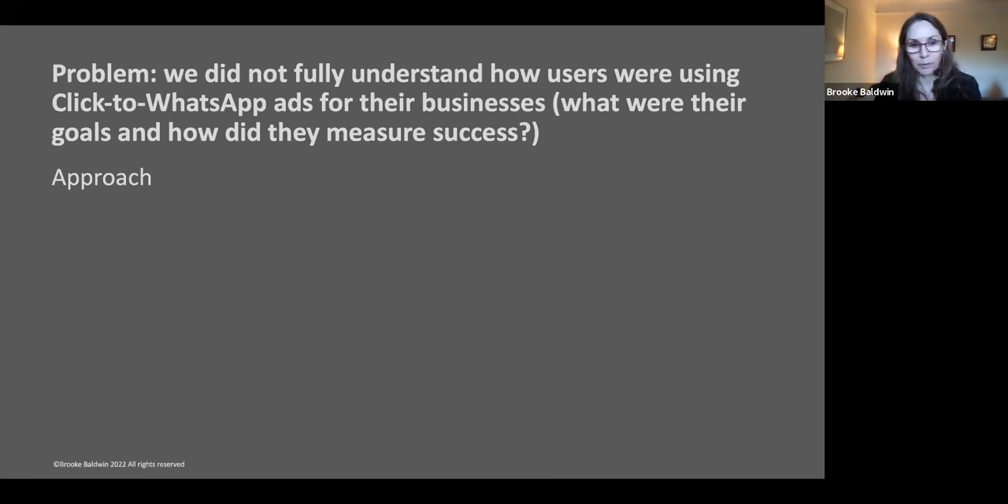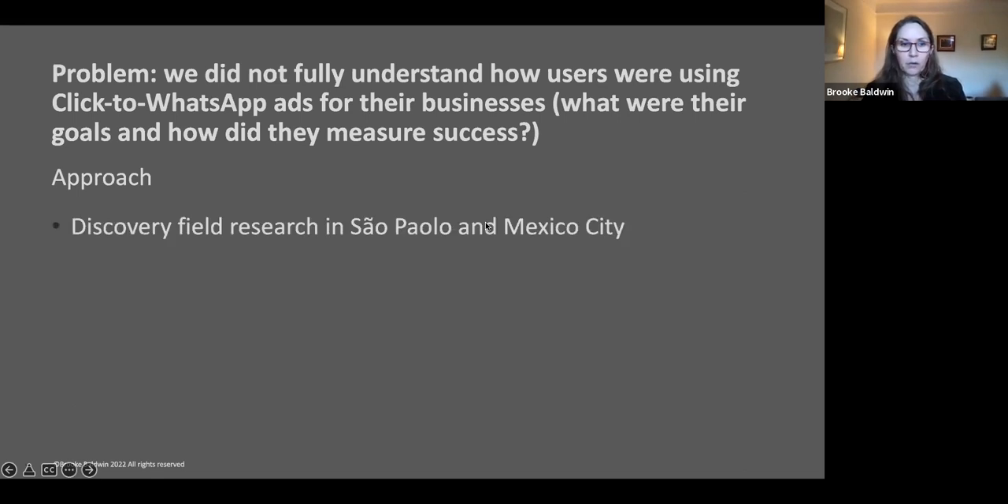So we better get on a plane and go places where they use WhatsApp a lot and they use these ads a lot. We were able to look in our data to see who are the biggest users of this. And we were focused on small advertisers, not big businesses, not Coca-Cola, not Nike, not ASOS, nothing like that. We were looking at small businesses. So the approach that we took is we wanted to do what I call discovery research in Sao Paulo, Brazil, and Mexico City, Mexico.